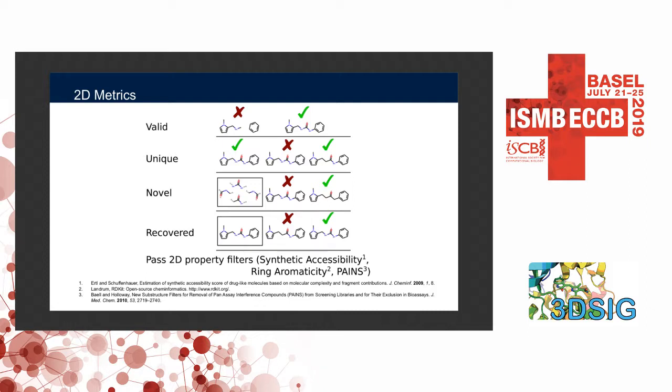We also look at recovered, so did it remake the starting point? A lot of these are based on snipped up examples, so you have at least one ground truth. And finally, we look based on some simple 2D property filters, such as synthetic accessibility scores and the like, as to are these molecules even sensible from, say, a medchem point of view or a synthetic chemistry point of view.